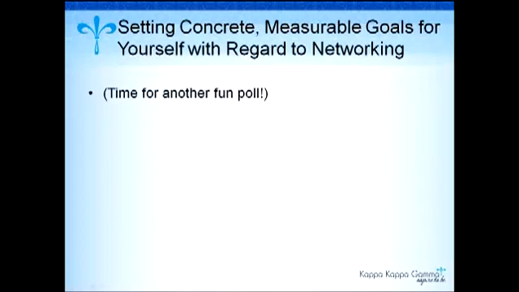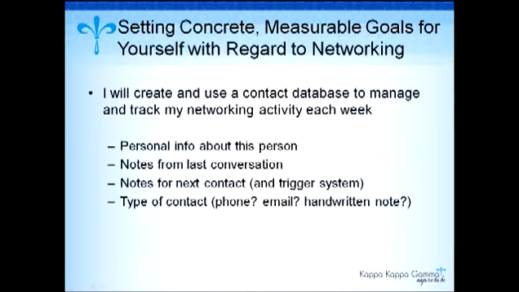with them. So the next goal that I want everyone to put on their list is, I will create and use a contact database to manage and track my networking activity each week. So what you want in there is the personal info about that person. That includes anything you learned about them, where they grew up, anything that comes up in conversation. And you should be probing for this stuff.